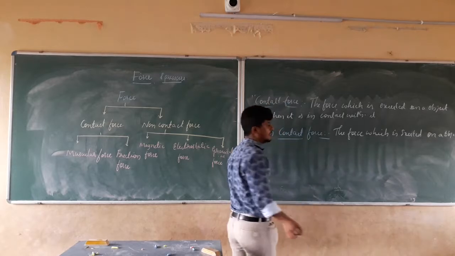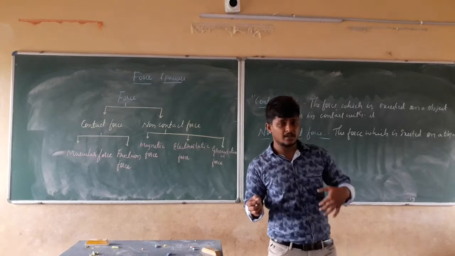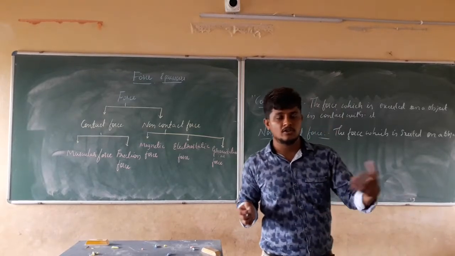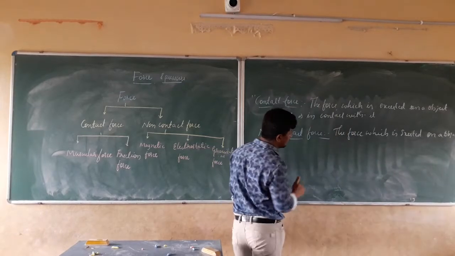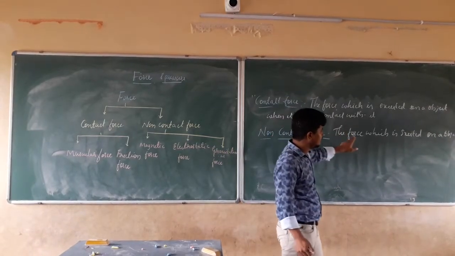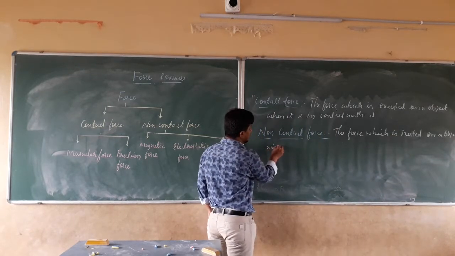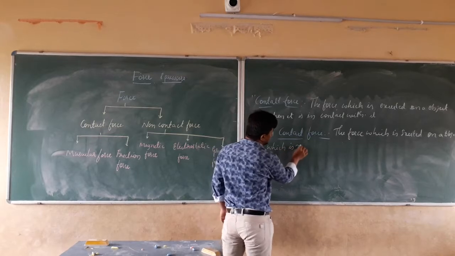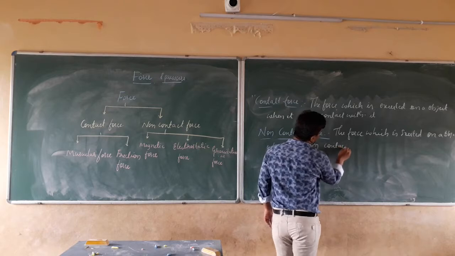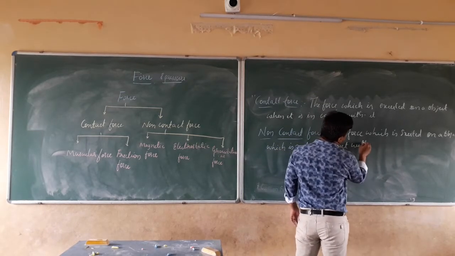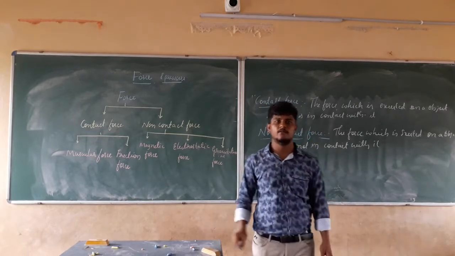Anything can be there. If there is a force exerted on that object, we should know whether the force, when it is exerted on the object, is contact or non-contact. By this means we can tell contact force and non-contact force. The non-contact force is nothing but the force which is exerted on a body or object which is not in contact with it. Therefore we can call it a non-contact force.